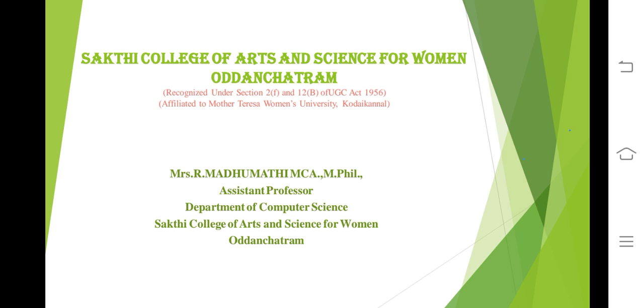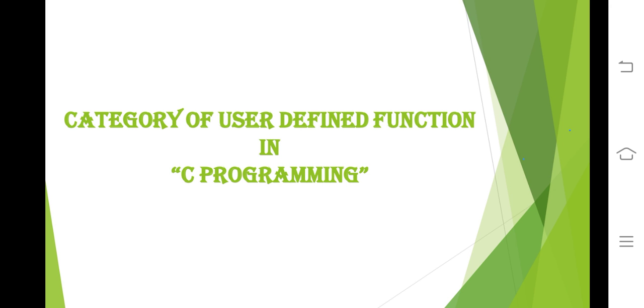Today we see about the category of user-defined function in C programming. Before that, we reference some definitions. First, what is meant by function? Function is a set of statements that can perform a particular task. The next one is user-defined function. It is created by the user for a main purpose.